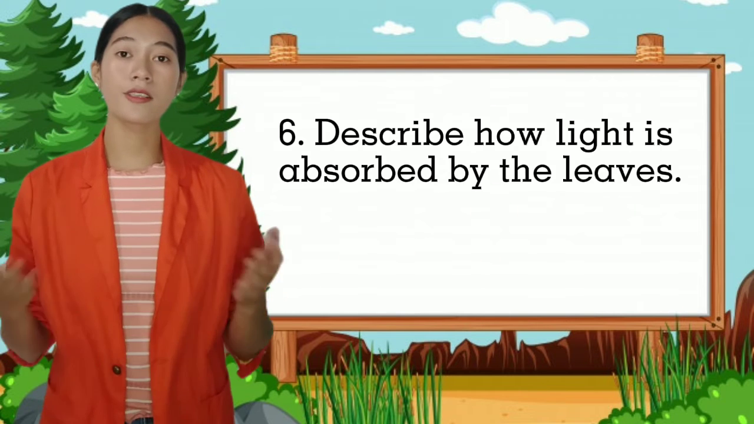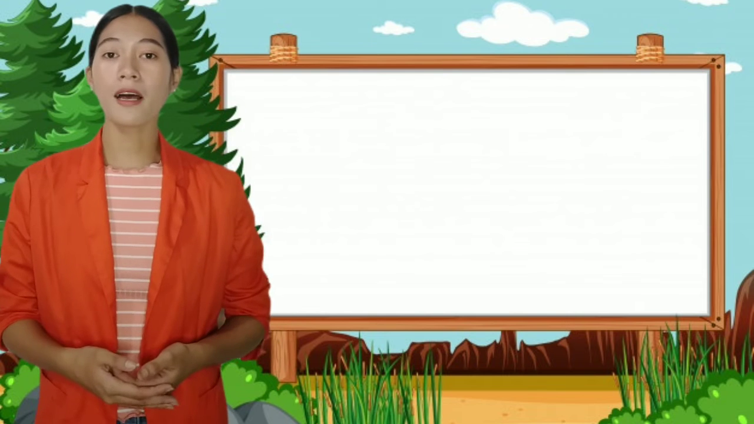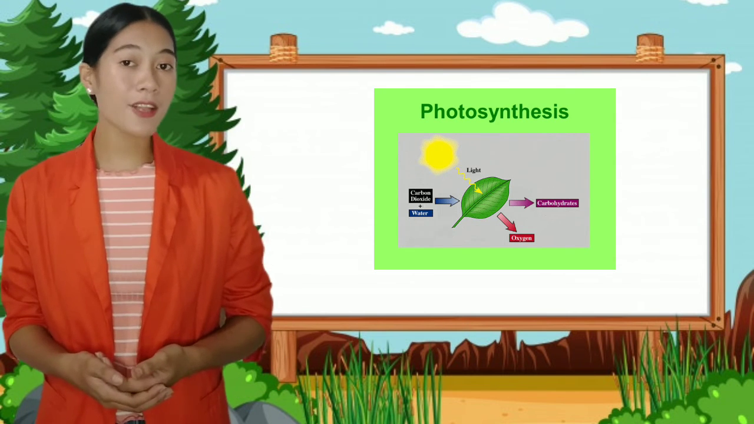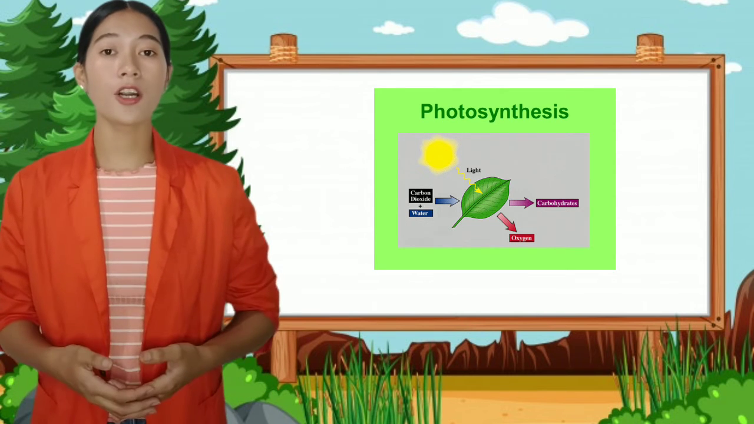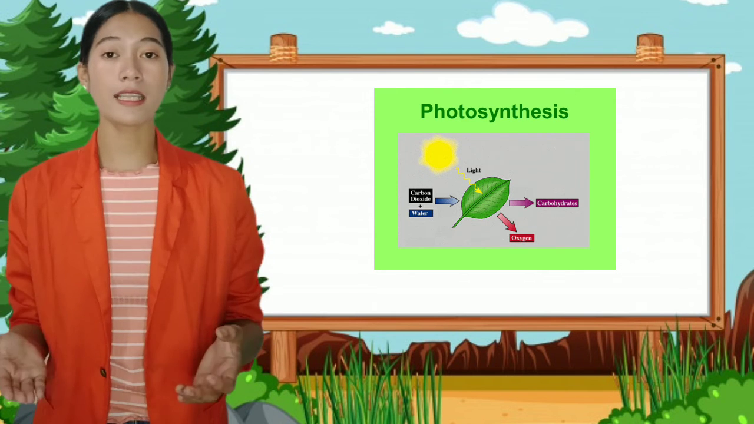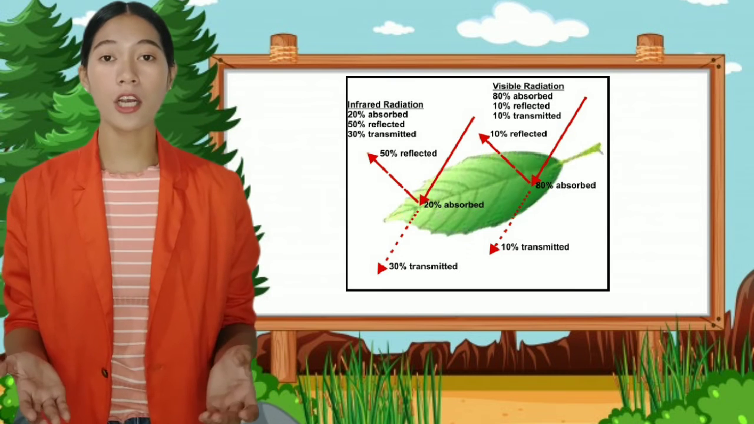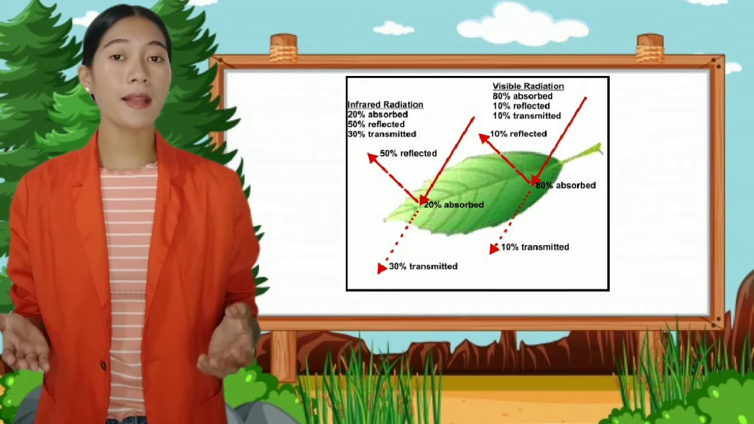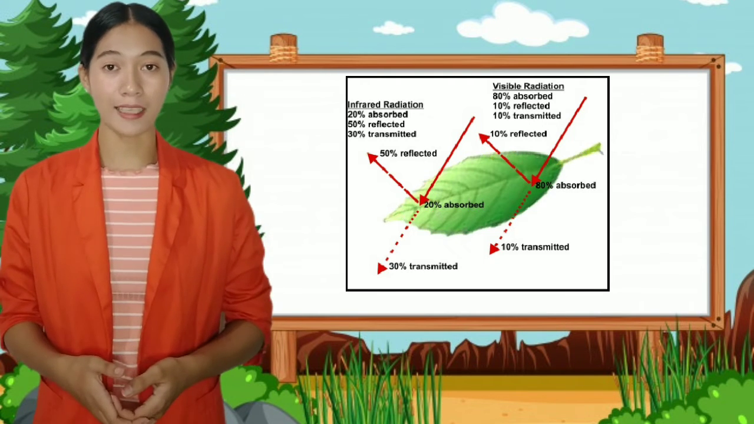Number 6 is describe how light is absorbed by the leaves. In most plants, the leaves are the main food factories. They capture the sun's energy with the help of chlorophyll in the leaf cells. The chlorophyll traps and packages the energy from the light of the sun in the process called photosynthesis. Leaves usually have a large surface so they can collect the most sunlight. Many plants also have ways to change the leaf's position to capture the light.